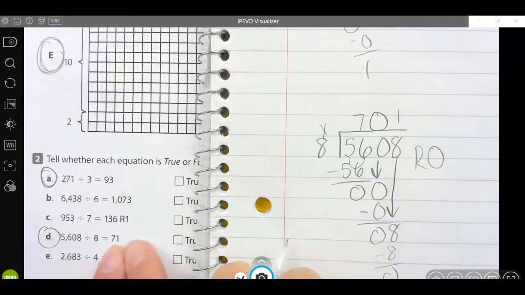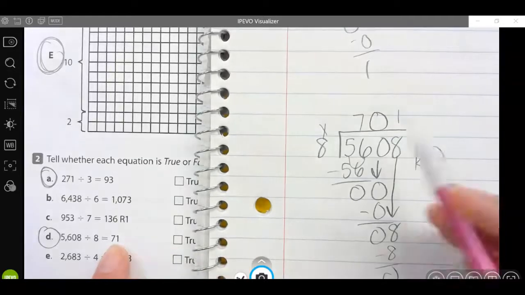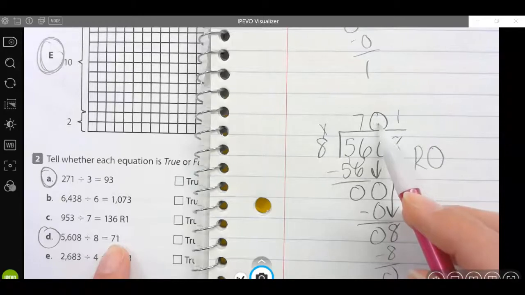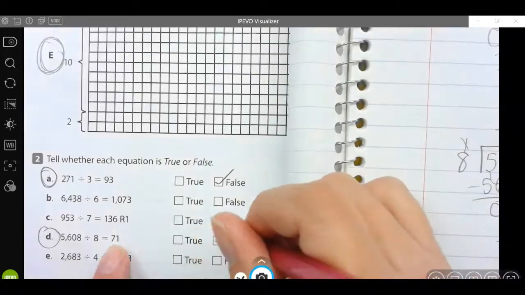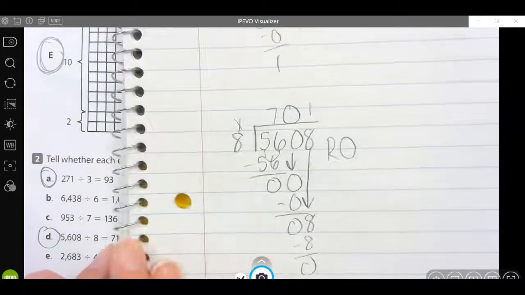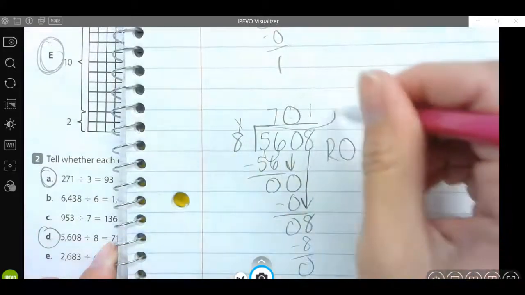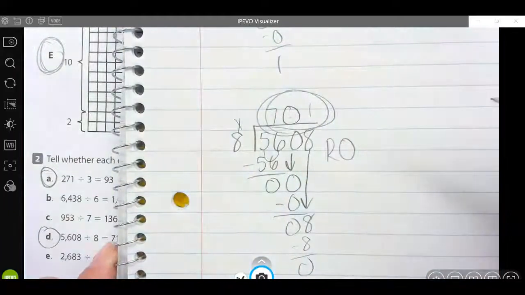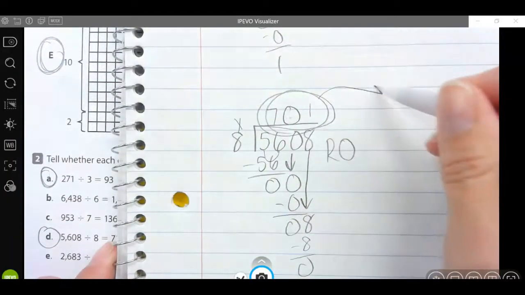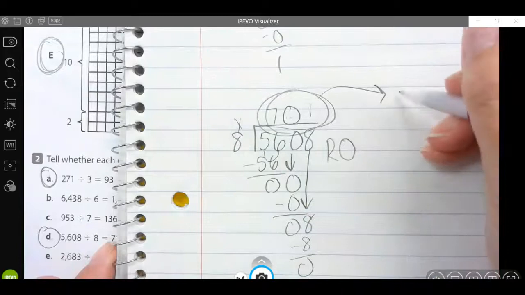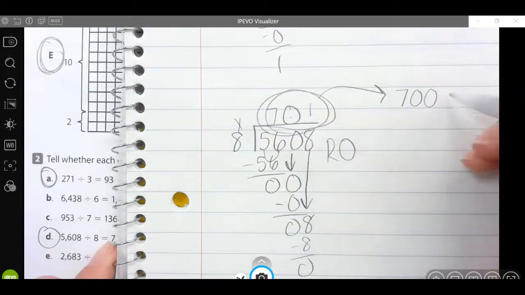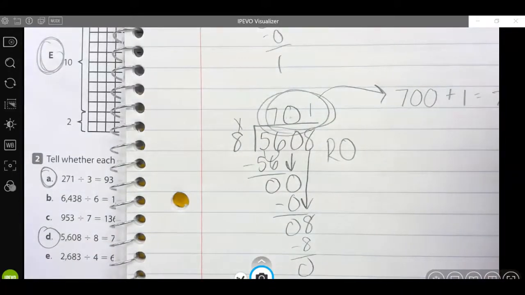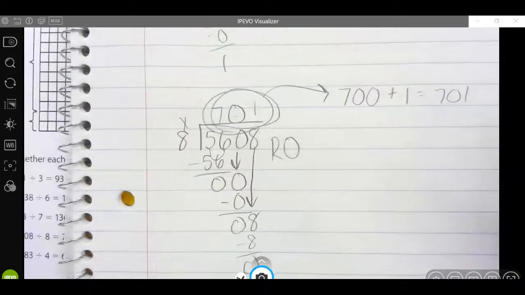They got 71. What did they forget to do? They didn't add the 0. Yeah, they forgot to do this middle part. So this would be false, okay? Now, if this question was asking you something about partial products or partial quotients, what would your partial quotients be for this? 700 plus just 1, right? Yeah. Those would be your partial quotients, okay?